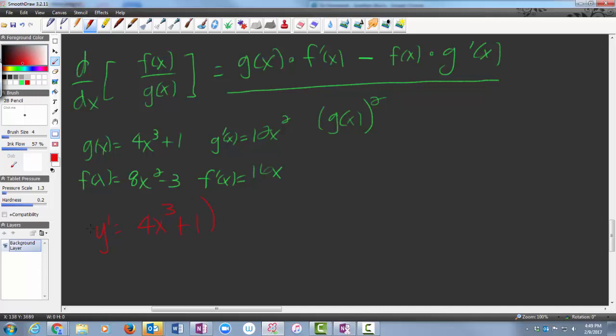And that's multiplied by your f prime of x, which is right here, 16x, minus your f of x, 8x squared minus 3, times your g prime of x, which is 12x squared. And it's all divided by the denominator, which was 4x cubed plus 1 squared.